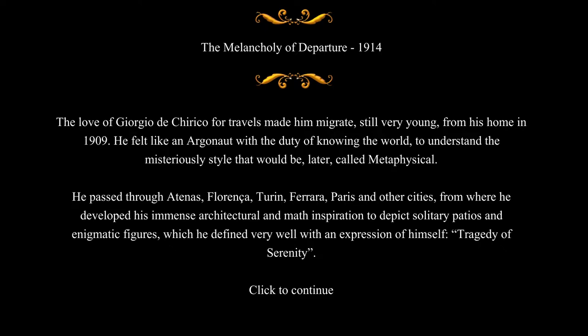Here we go. This one is the Melancholy of Departure. The love of Giorgio de Chirico for travels made him migrate, still very young, from his home in 1909. That is true, because a lot of people theorize that his love of classicism came from the time he lived in Greece. He felt like an argonaut with the duty of knowing the world, to understand the mysterious... What? Oh, there's another spelling mistake. Mysterious style that would be later called metaphysical. He passed through Antennas, Florentia, Turin, Ferrara, Paris, and other cities, from where he developed his immense architectural and math inspiration to depict solitary patios and enigmatic figures, which he defined very well with an expression of himself. Tragedy of Serenity.